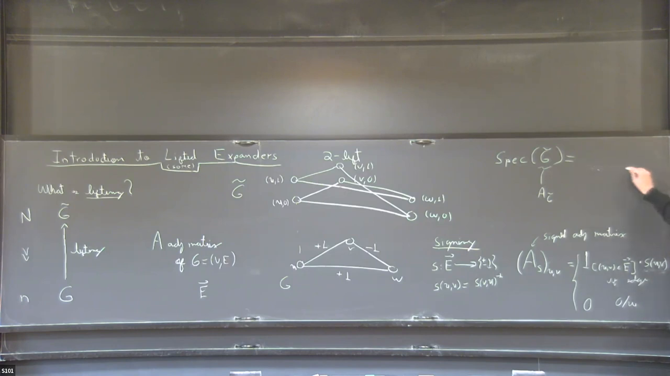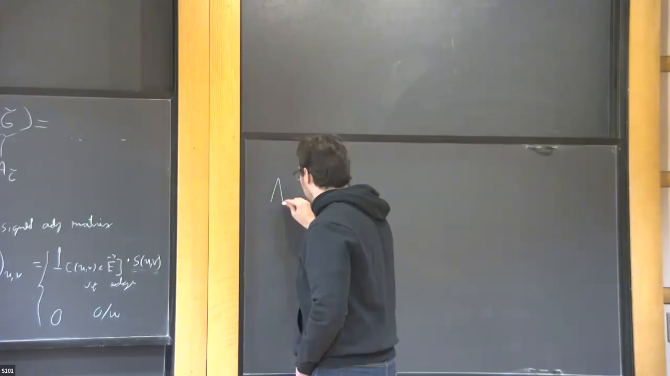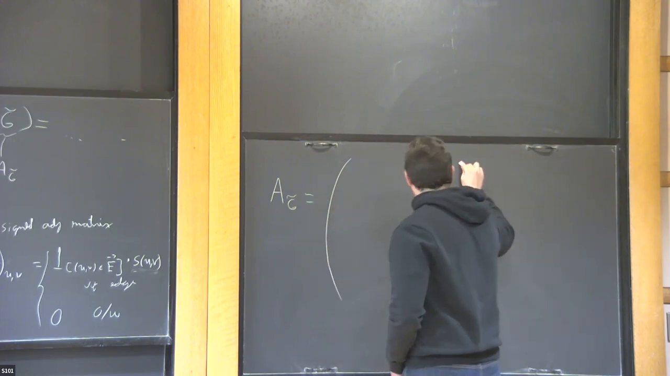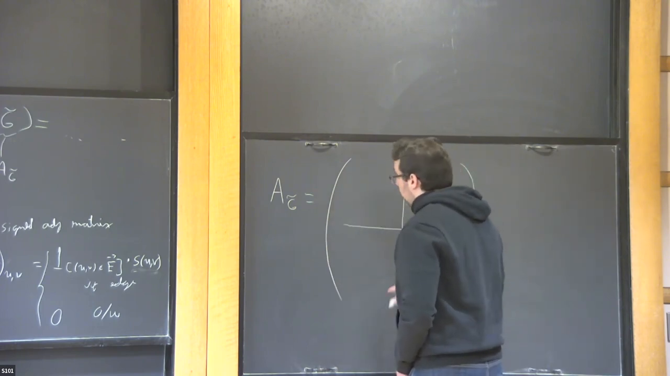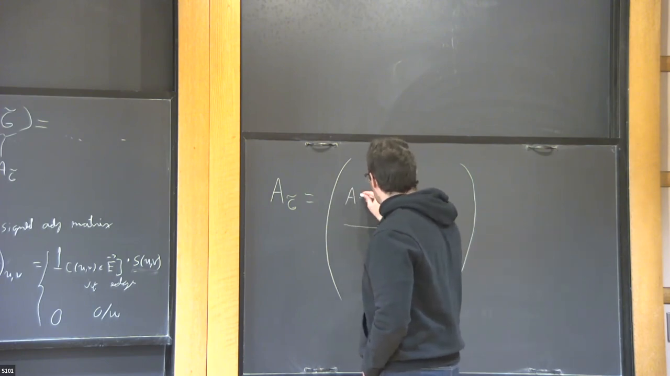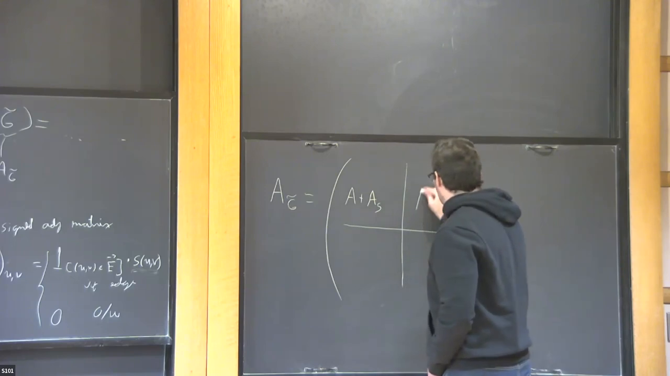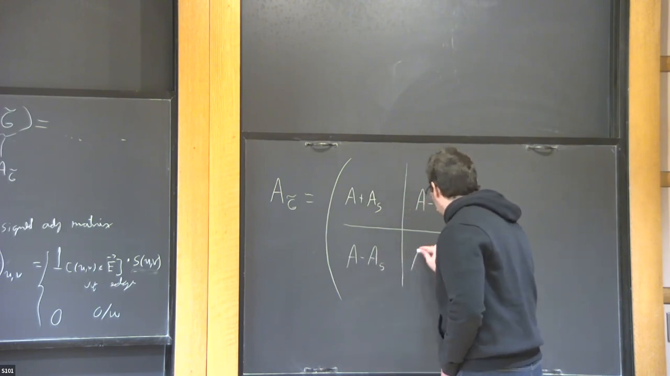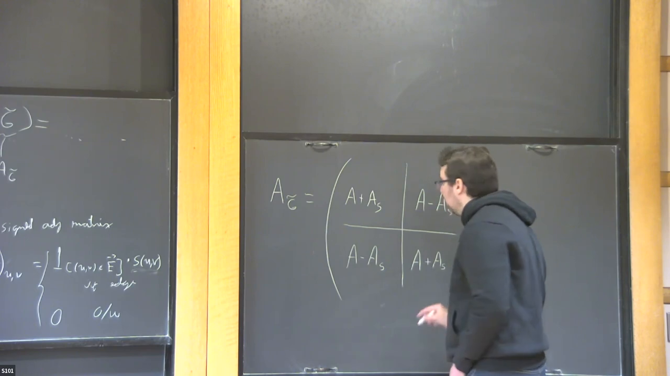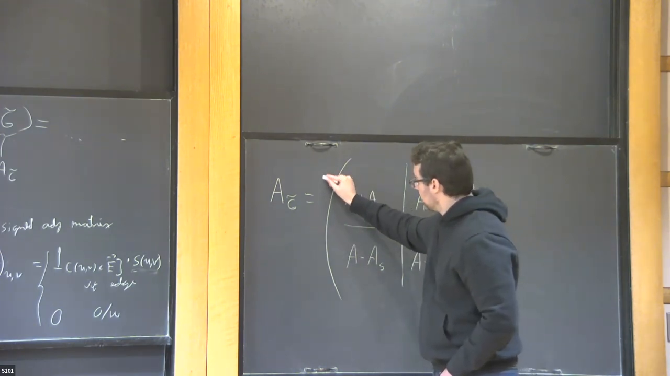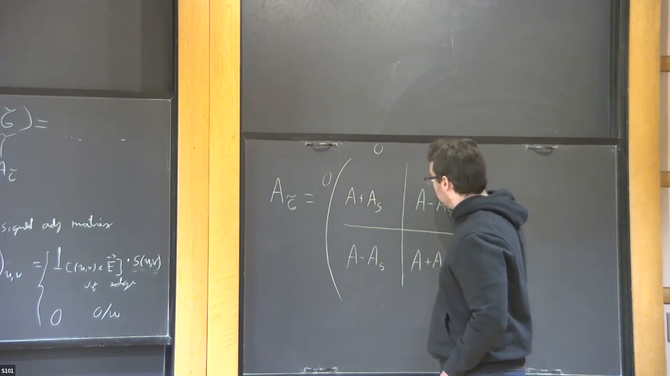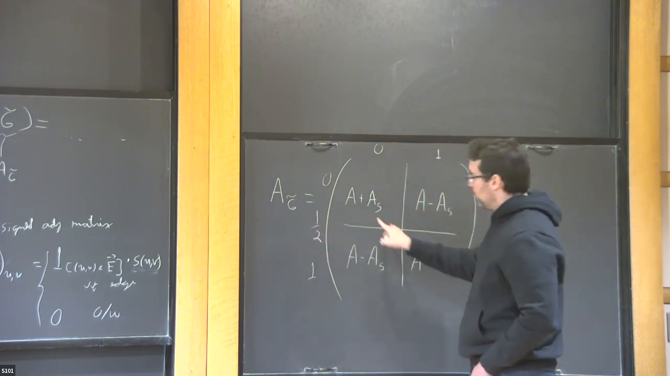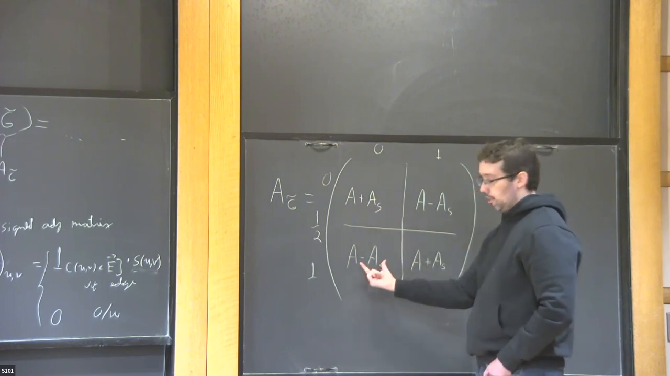So let's explore. One way of writing the adjacency matrix of the lifted graph will be in block form. Here we're going to have A plus AS, here A minus AS, here A minus AS, and then here A plus AS again. This is the second component being zero, the second component being one. And then we need to normalize by half. So this will get the identities and this will get the transpositions.